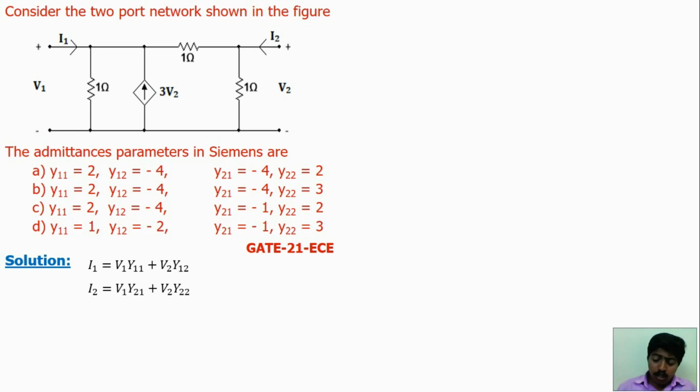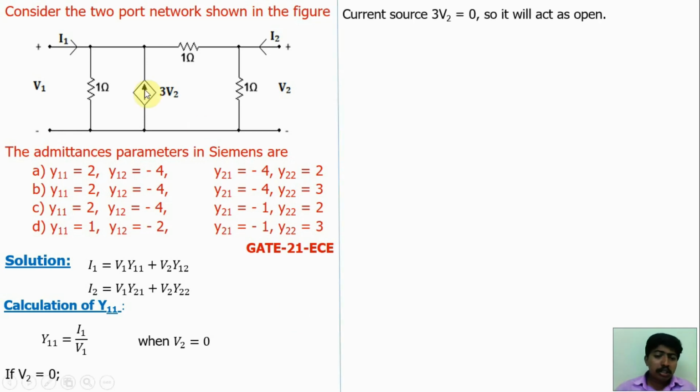So from that, how to find Y11? Y11 is equal to I1 by V1 when V2 is equal to 0. We are going to consider V2 equal to 0, then find I1 by V1. If you consider V2 equal to 0 for the circuit, this is the current source, the current value will be 3V2. So if V2 is equal to 0, the current source 3V2 is equal to 0. If the current source value is equal to 0, it will act as open. So this source will act as open.